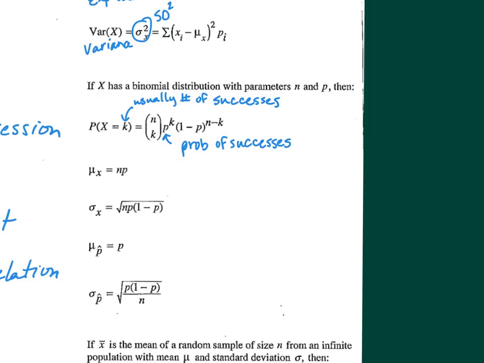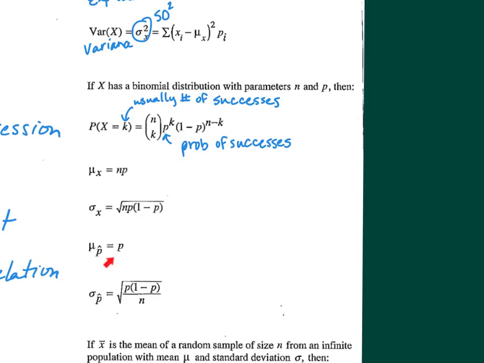Now, this particular formula, what I would use this for is just for your notation part. Usually we'll use binom CDF or binom PDF to calculate this. You don't need to calculate this yourself. The mean of x with a binomial distribution is the number of trials times the probability of success. Standard deviation, square root of the number of trials times the probability of success times the probability of failure. These two we will get into later.